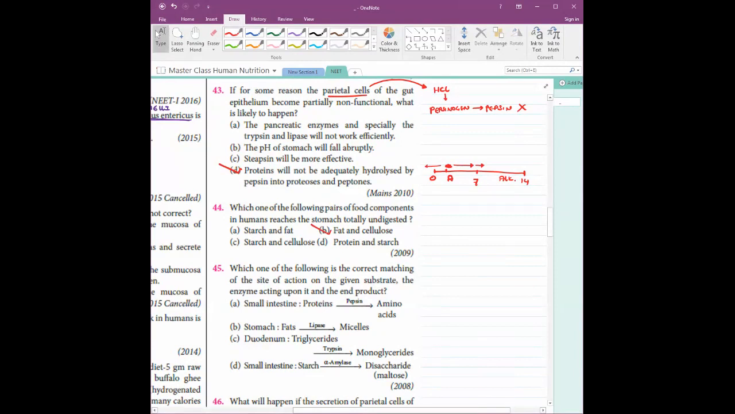Guys, because fats, where are we going to break them down first? We are going to break it down in your duodenum, meaning the small intestine there. And cellulose, we don't break it down at all. So the answer is going to be B. Okay, next question goes to Ruby.